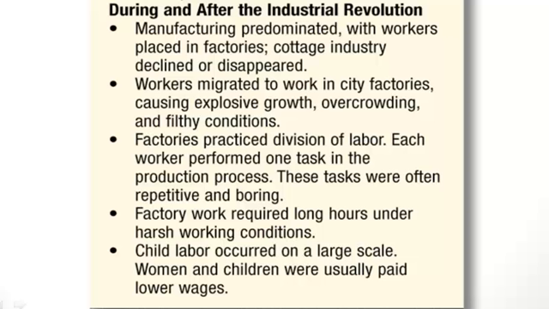Factories practiced the division of labor, meaning people had specific tasks that they did over and over again. A lot of times they were repetitive and boring. The factory work required longer hours. A lot of times they would try to keep these going 24 hours a day with very bad working conditions. And child labor occurred on a large scale. Again, there were very few child labor laws at the time, and women and children were paid much lower wages.